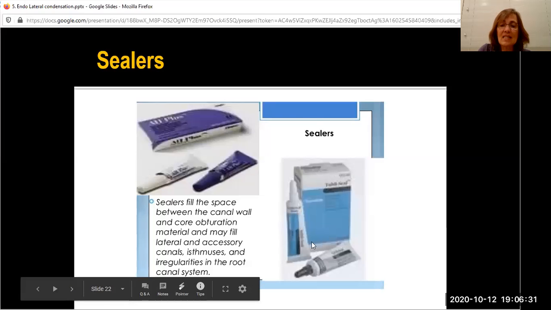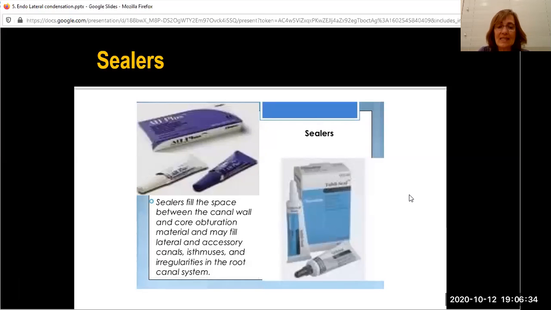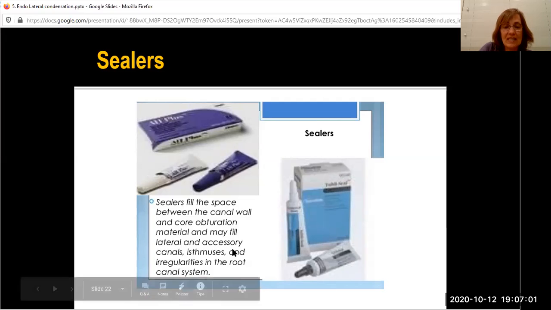Okay, so what does the sealer do? The sealer is the filler in between the gutta percha and the gutta perchas that you are placing with the master cone and the accessory cones. Another thing it does is if there are any lateral canals that have been cleaned out, but the gutta percha is not going to be expressed laterally, the sealer can also fill those areas. As you read here, it takes care of isthmuses and any irregularities in the root canal.